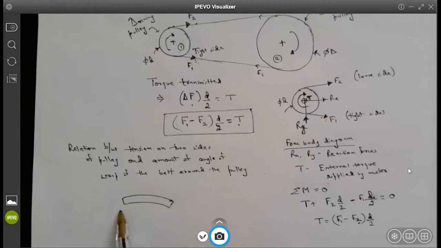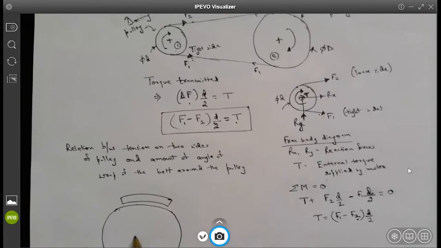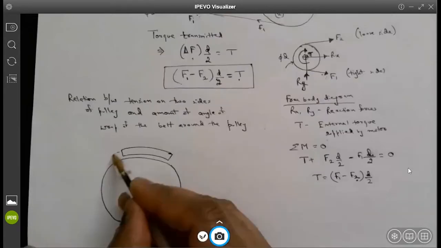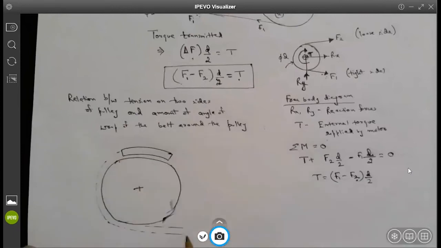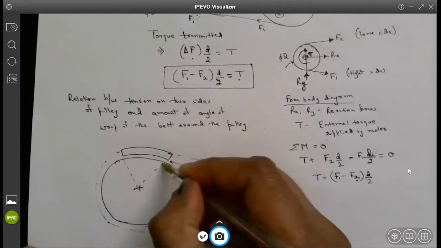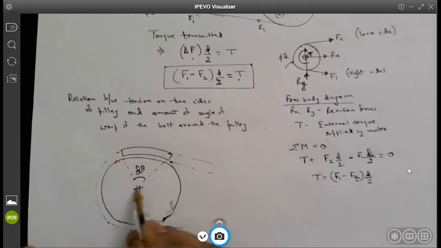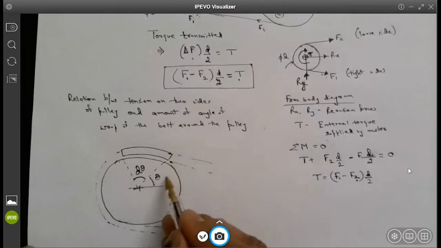So let's say this is your smaller pulley, and the belt is being wrapped and it's leaving the contact. Same way it is leaving the contact here. So we are focusing on a differential element subtending an angle d theta, starting from, let's say, theta. Theta is the point at which the contact starts.